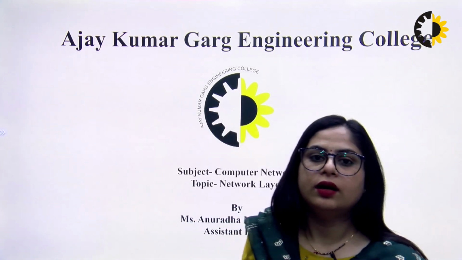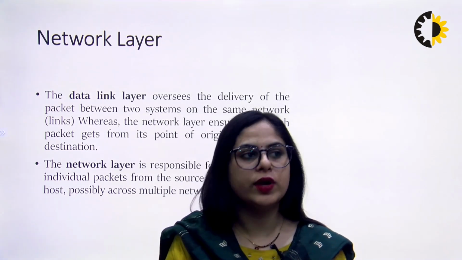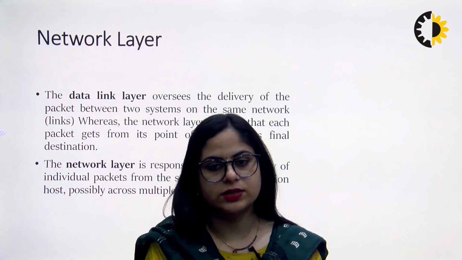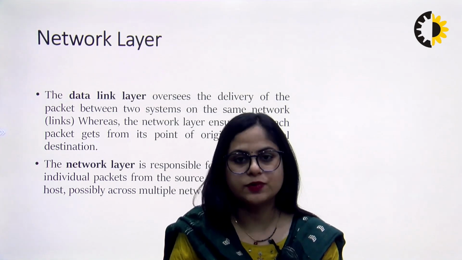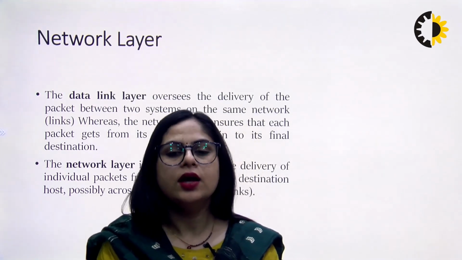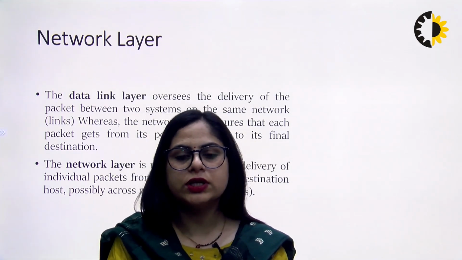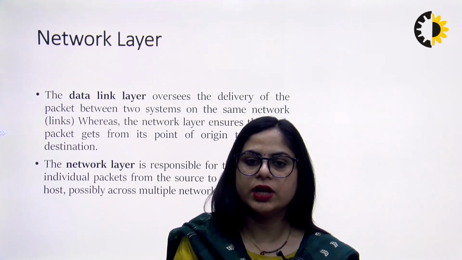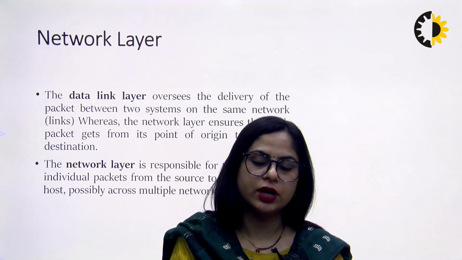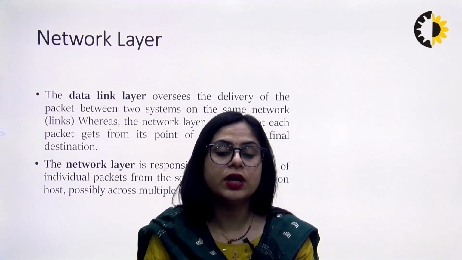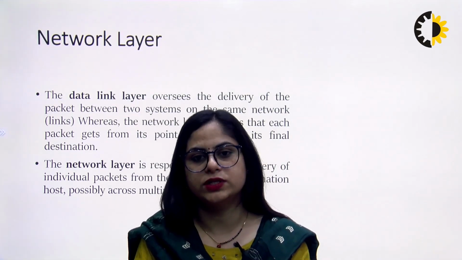The network layer is the third layer of the OSI model. In the OSI model, there are 7 layers. The first is the physical layer, second is the data link layer, third is the network layer, fourth is the transport layer, after that the session layer, presentation layer, and the last is the application layer. So we are discussing the network layer here, the third layer of the OSI model.